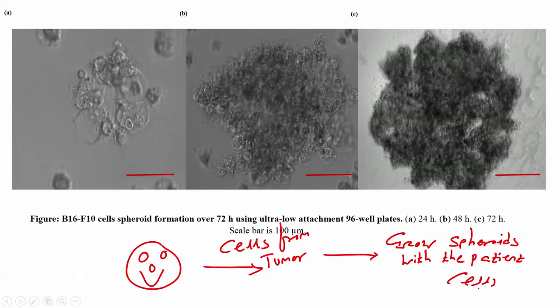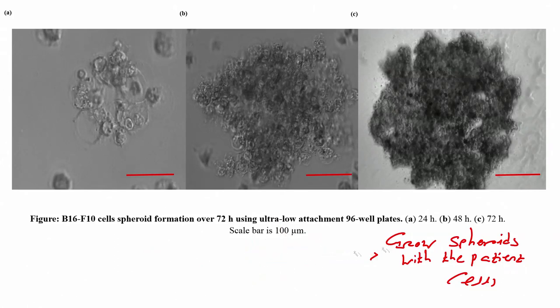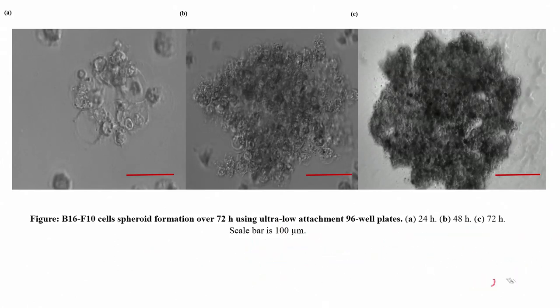We grow spheroids with the help of patient cells. These cells are extracted from the patient, right, from the tumor region. So, let us see how it looks. When you extract these cells, which are cancer cells, and you want to grow a spheroid in the laboratory, then you have to load these cells in ultra low attachment 96 well plates, okay.